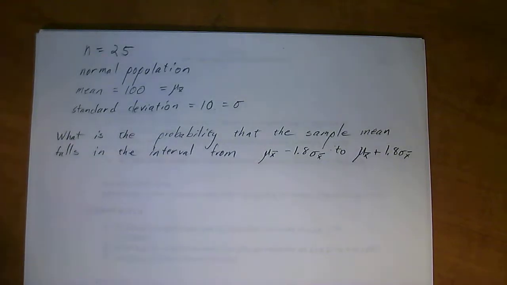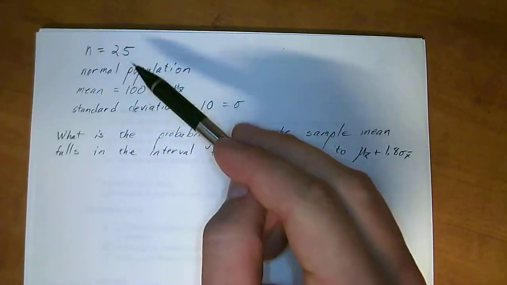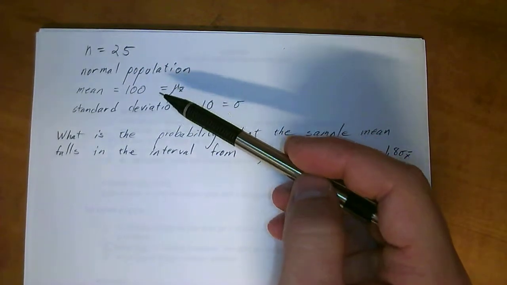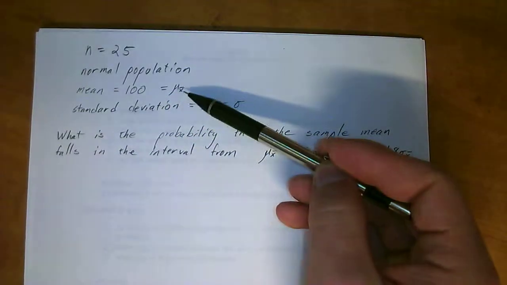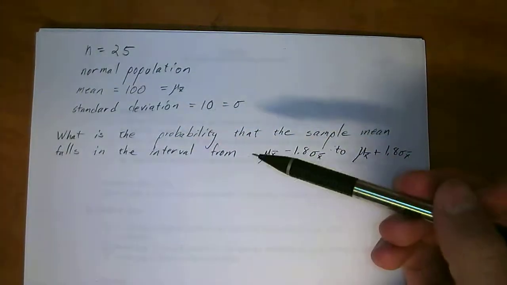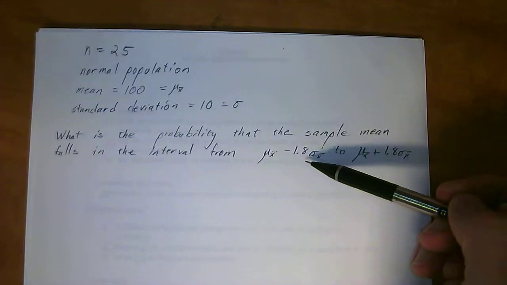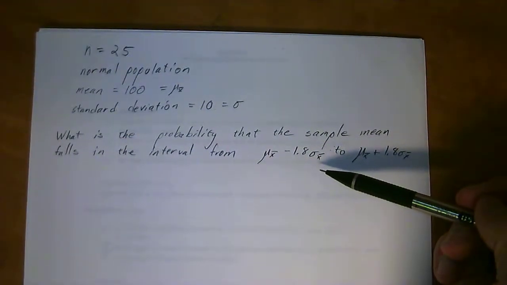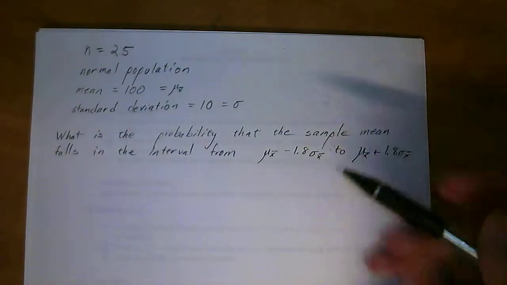The problem we're doing today is we're given a population with samples of size n equal to 25, selected at random. It's a normal population. We're given a mean of 100 and a standard deviation of 10, sigma and mu of x. What is the probability that the sample mean falls in the interval from mu of x minus 1.8 sigma x bar to mu of x plus 1.8 sigma x bar?